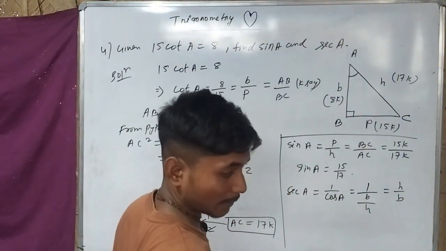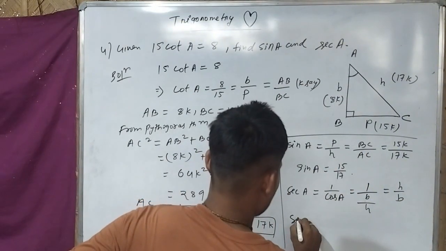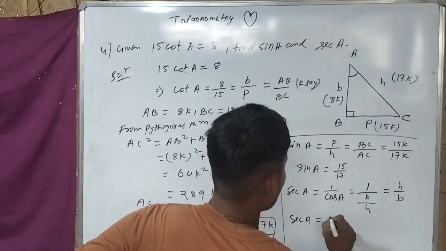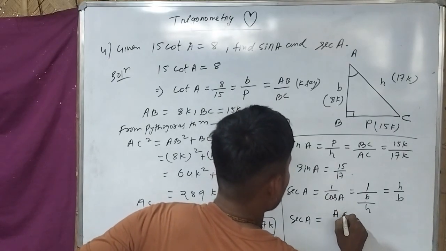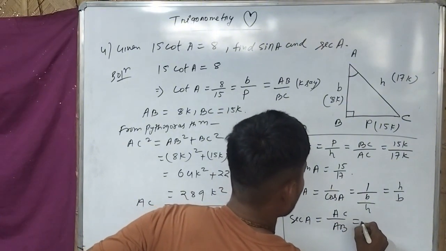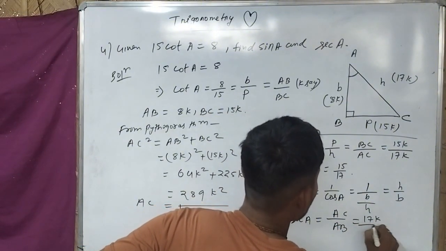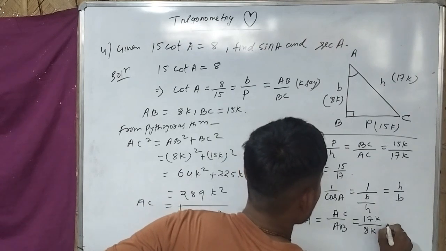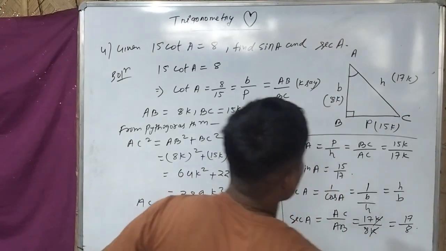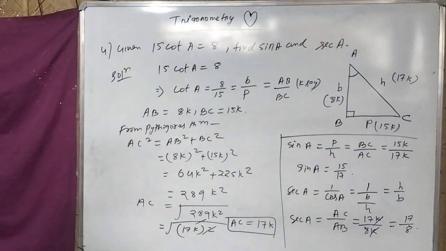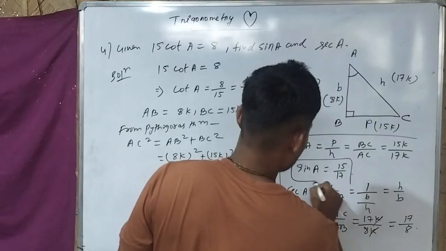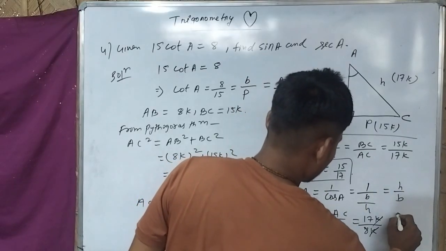Okay. What is the cos formula? Base by hypotenuse. Yes or no? So sec A will be hypotenuse by base. The hypotenuse is AC and base is AB. You will get the answer 17k by 8k. K cancels. That is 17 by 8. You will get the answer for the second. Okay, I think it's clear. Sin A is 15 by 17 and sec A is 17 by 8.